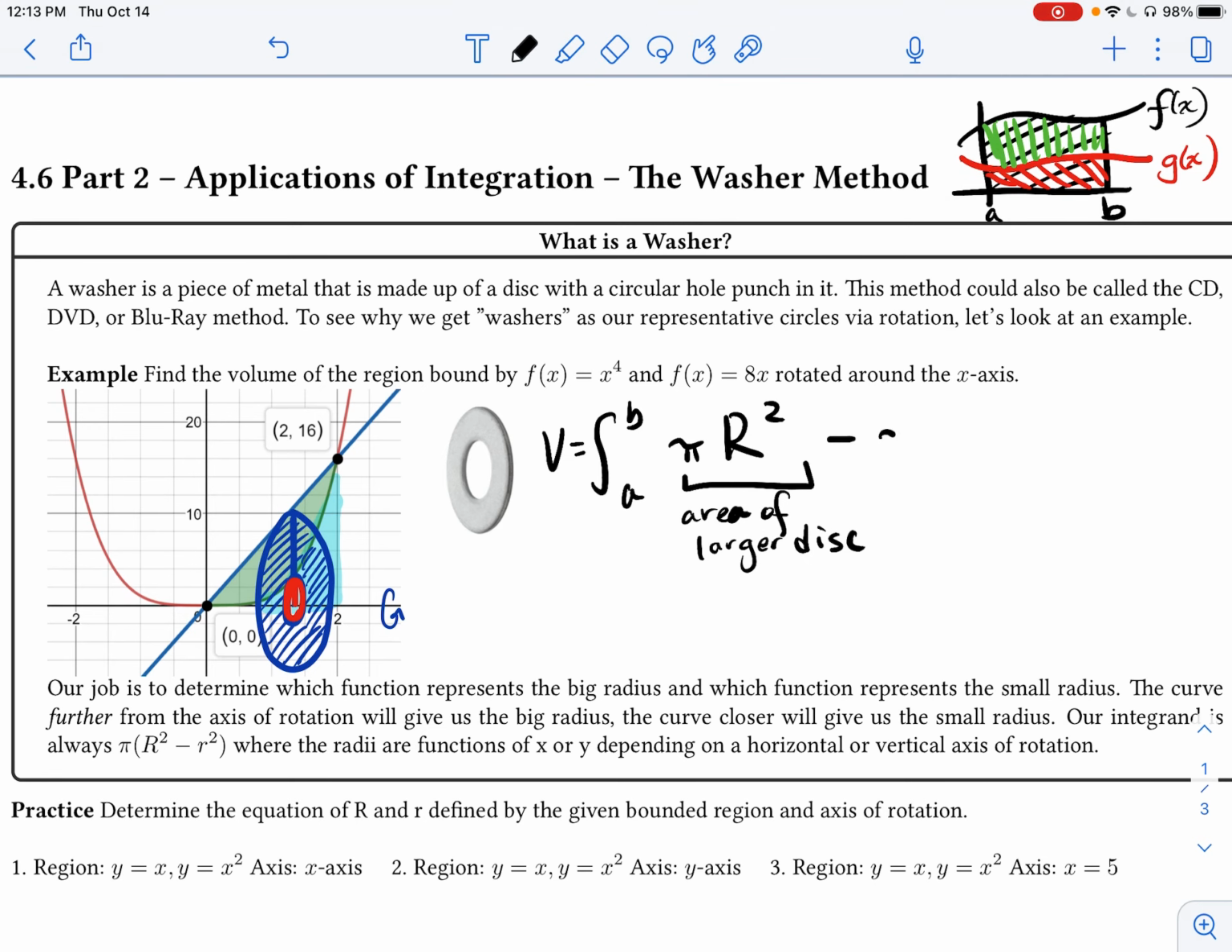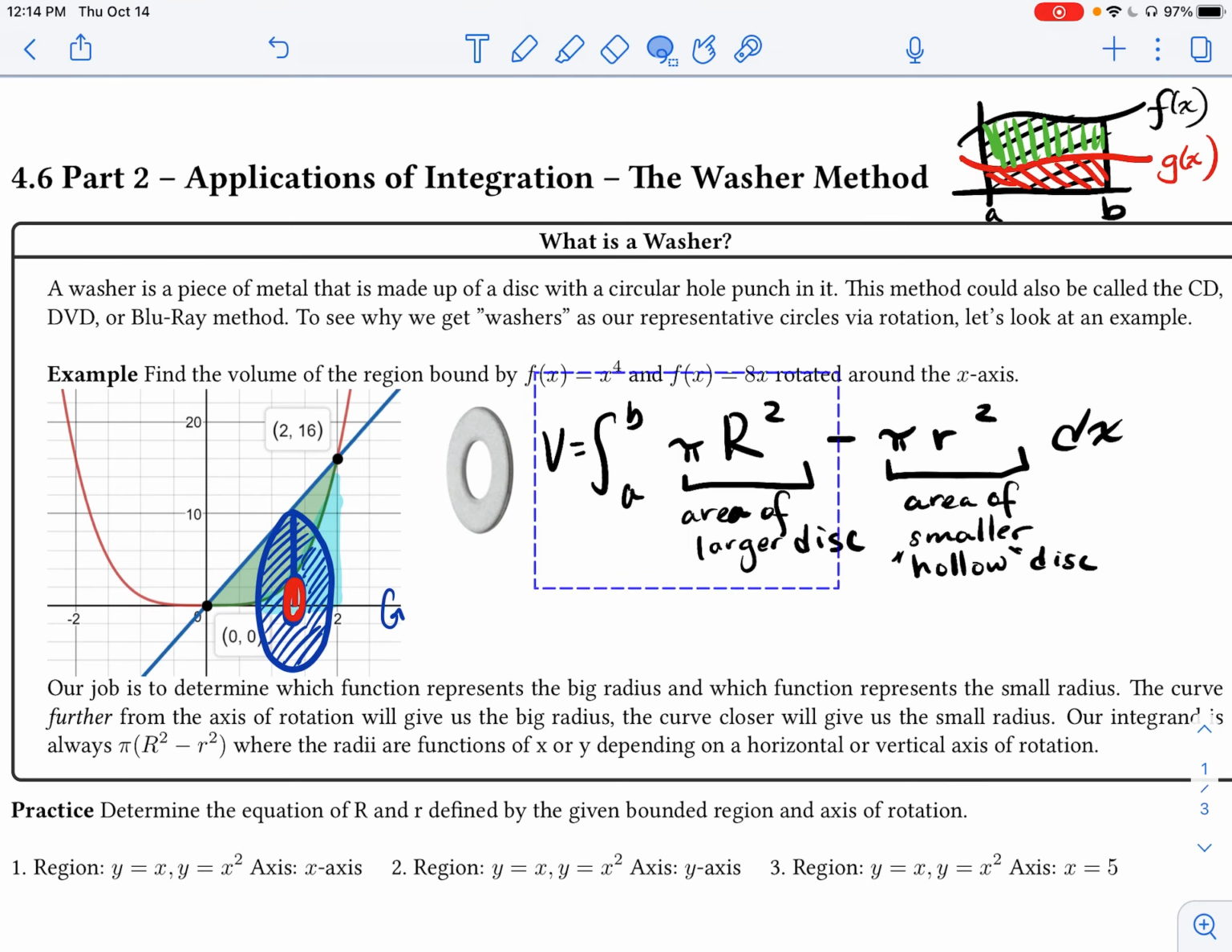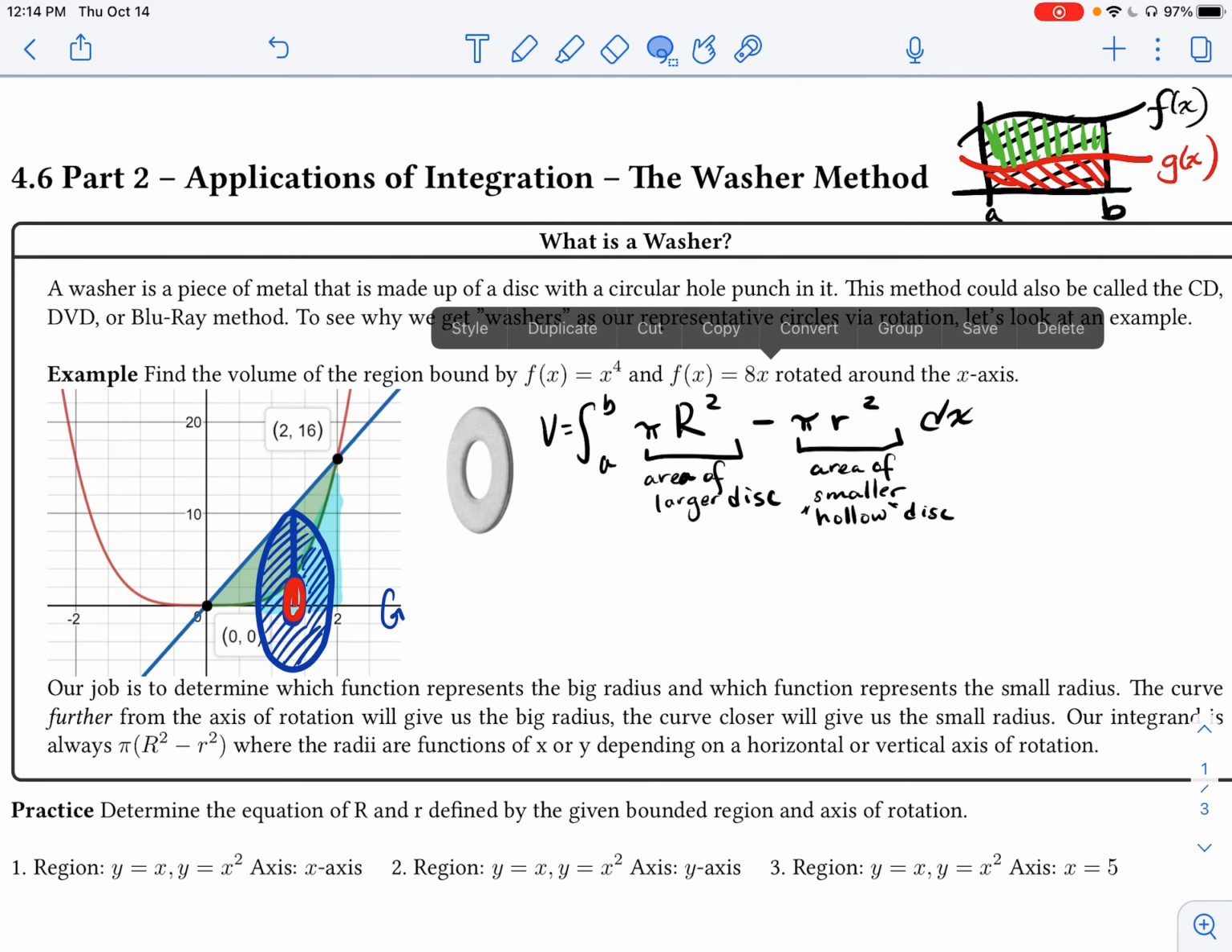And then from that, I'm going to be subtracting the area of my smaller disk, and this is going to be our hollow disk. So this is the hollowed out region here, and we're doing all of this with respect to x. As we're seeing here, we can actually simplify this and rewrite this using integration properties.